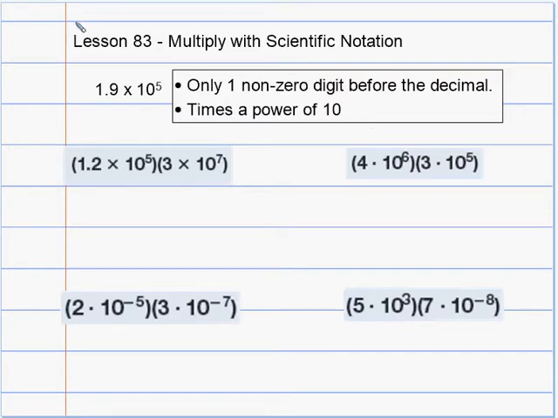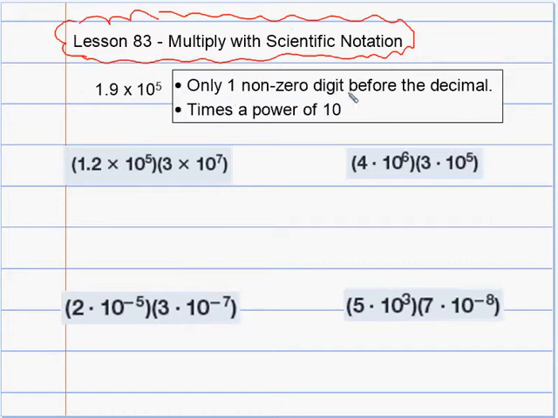Hi class, this is course 2, lesson 83, and today we are going to multiply with scientific notation. So recall that scientific notation looks like this. You have one non-zero digit before the decimal, and it's always times a power of 10. So we're going to work through 4 examples today.